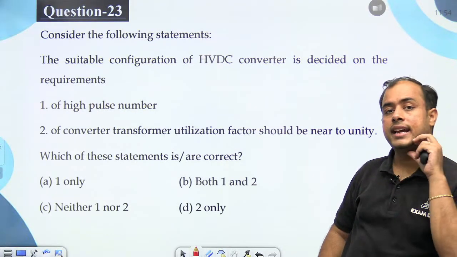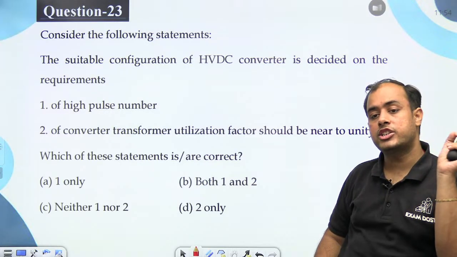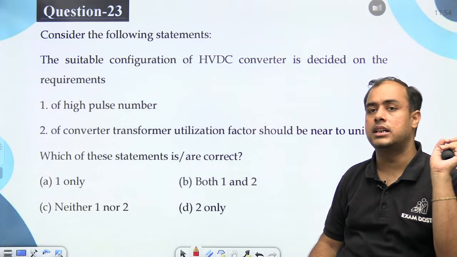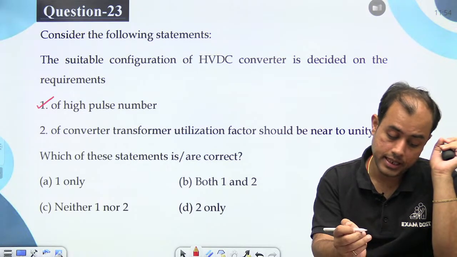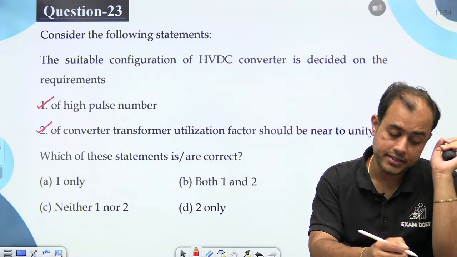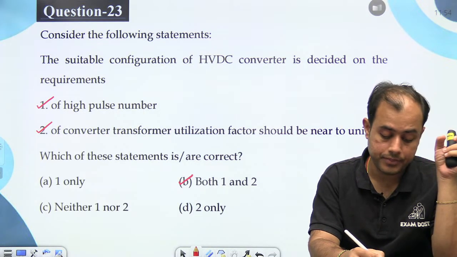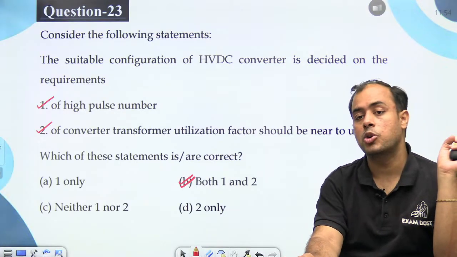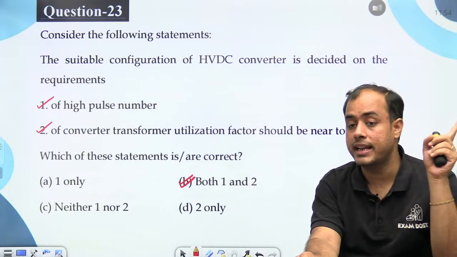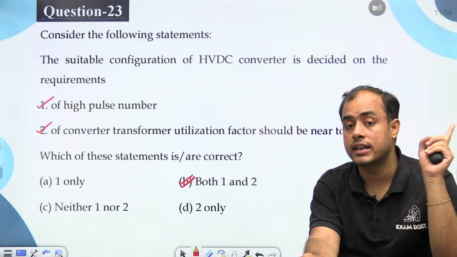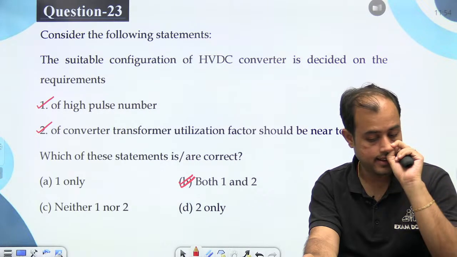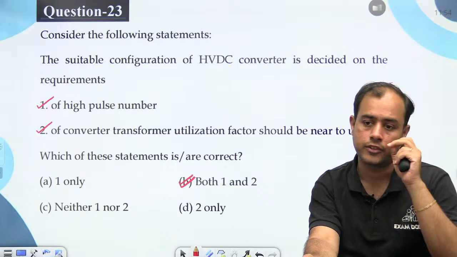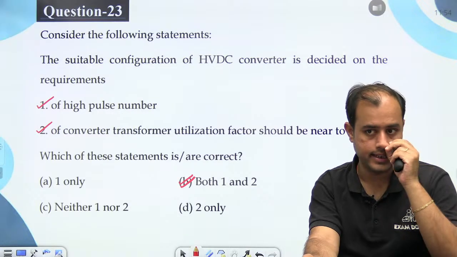ESE 2010, suitable configuration of HVDC converter is decided on the high pulse number. Yes. Transformer utilization factor near to unity. I have told you the reason. High pulse number means higher order harmonic, which means higher order harmonic strength is very less.